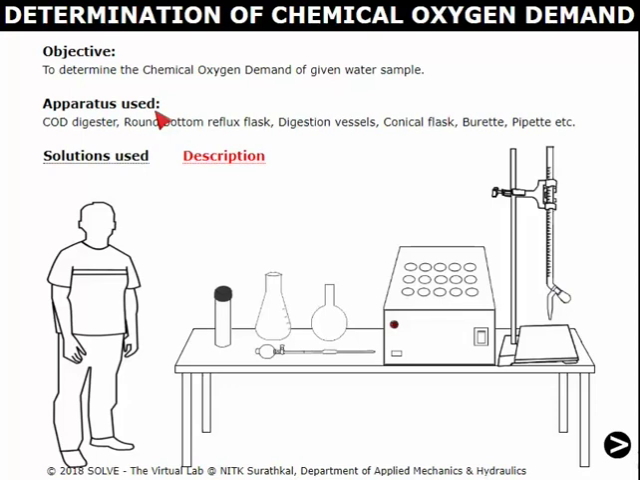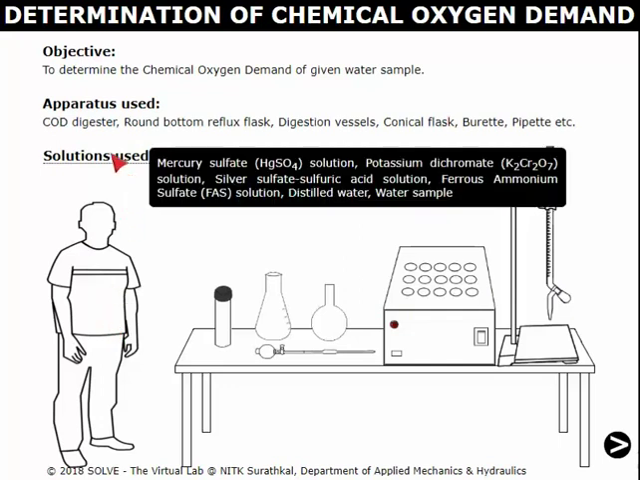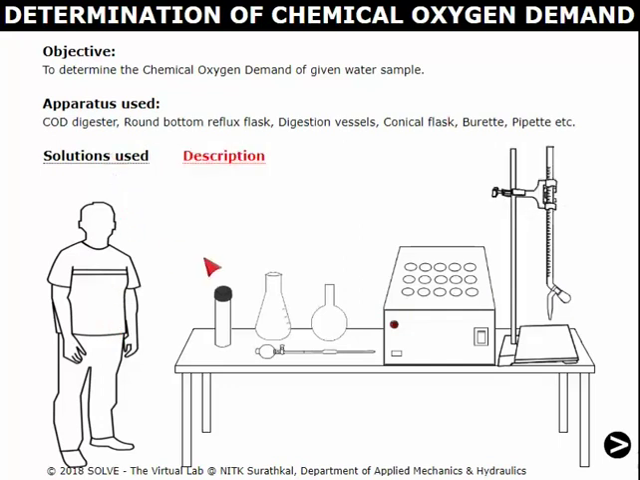The objective of this simulation is to determine chemical oxygen demand of given water sample. The setup used for this simulation is shown here. To know about the solution used for this experiment, click on the solution used. To understand the terminologies, click on the description highlighted in red. Throughout the simulation, to proceed to the next step, click on this arrow shown below.